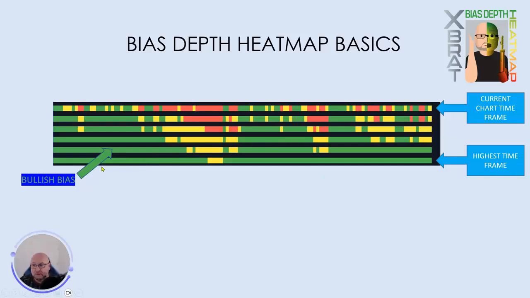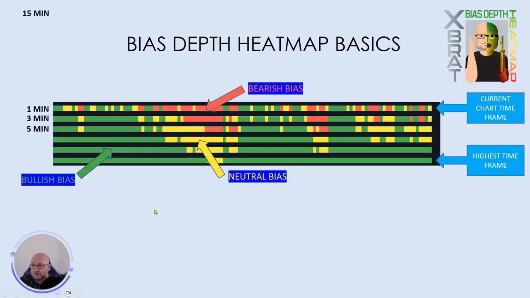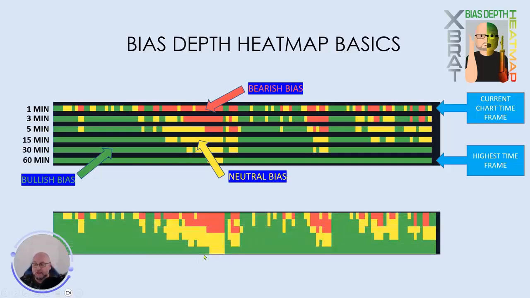Obviously, if it's green, it's bullish bias. If it's yellow, it's a neutral bias. And if it's red, it's a bearish bias. And these are particular time frames on this instance here. 1 minute, 3, 5, 15, 30, 60. And then this is what it looks like when it's moved back down to be the heat map. As you can see here, we run through some really strong bullish times, and then we start to go bearish and neutral, and then we come back to bullish again. But again, it helps you identify those biases on all of those higher time frames. Very, very strong.